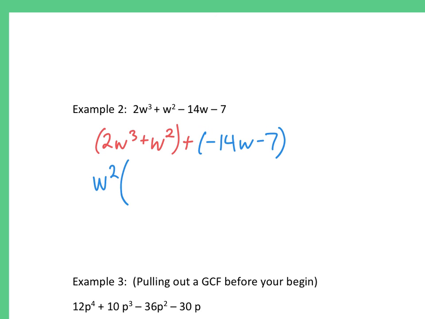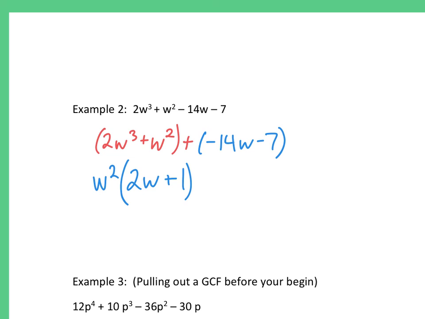Okay. 2w to the third divided by w squared. What do we get? What's left over? So 2 divided by 1 is 2. And w to the third divided by w squared, just w. Okay. And then we keep our plus sign here. W squared divided by w squared, just plus 1. Good.